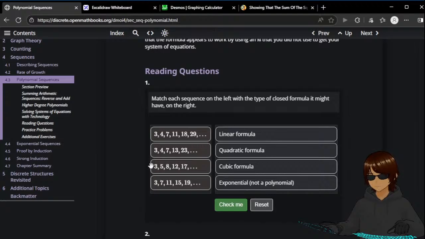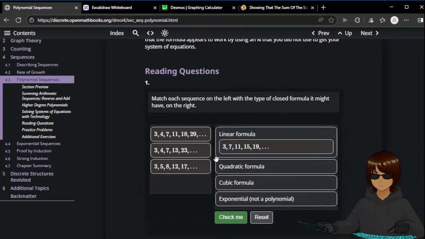Okay, what about this one? 3, 1, 2, 3, 4. The differences are 1, 2, 3, 4. This is linear. Next, 3, 5, 8, 12, 17. 3 plus 2 is 5. 5 plus 3 is 8. 8 plus 4 is 12. 12 plus 5 is 17.